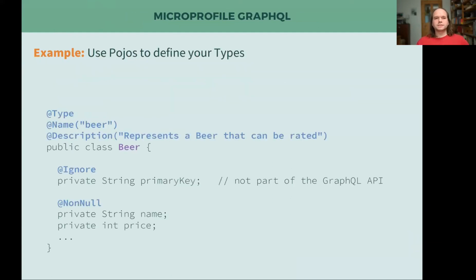I have two short examples. You write your types as Java classes using these MicroProfile GraphQL annotations. So this should be a type. This should be called Beer. You can write your descriptions here for the API. You can ignore fields, of course, if you have a Java class and there are some fields that are not visible in the API. You can specify that they are not null. Everything that you can do with the schema definition language, you can also do with these annotations here. So you don't write a schema file, but you just use these annotations.